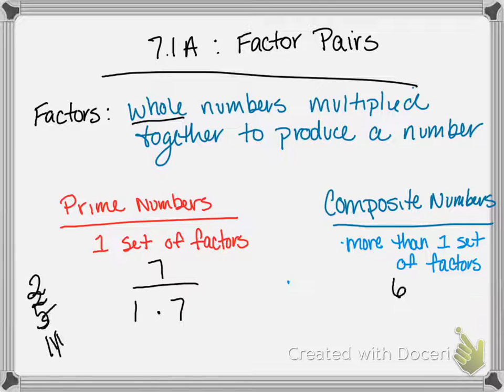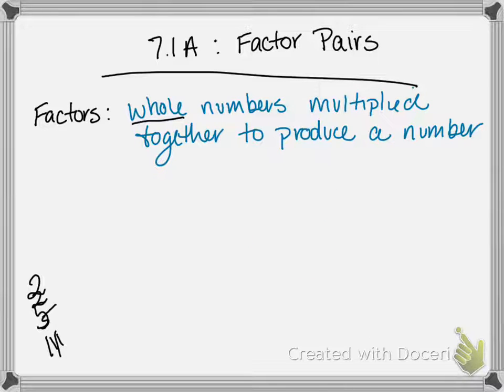There's much more composite numbers. An example would be 6. We can get to 6 by doing 1 times 6 or 2 times 3. Okay, so most numbers are composite numbers. Now let's look at creating those factor pairs.